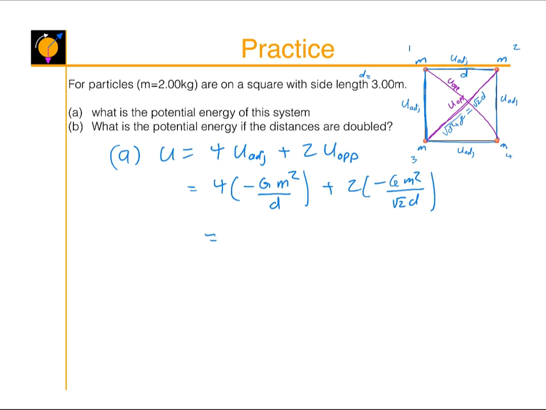Just to make this look a little bit prettier, I'm going to factor out minus 2 g m squared over d here, and I end up with 2 plus 1 over square root of 2. So that's the potential energy stored between those four objects. And if I plug in all the numbers, I end up with roughly minus 4.82 times 10 to the minus 10 joules.